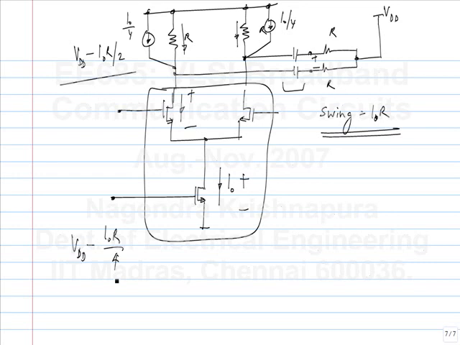What is the output swing? That is the output peak to peak swing is what I am concerned with. It will be the same I naught R, but I have managed to raise the output common mode voltage. So now I can increase I naught without fear that this will go into triode region. So this is something that I can use. Think about this, think about the implementation and what potential disadvantage is there.